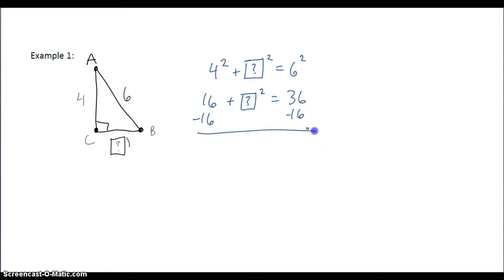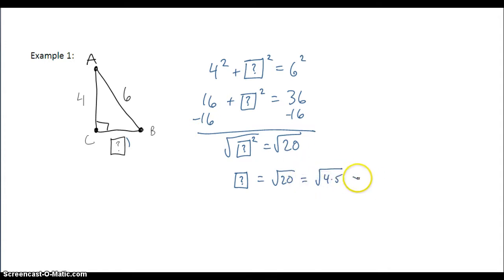Subtract 16. Question mark squared equals 20. Take the square root. Question mark equals the square root of 20, which we can simplify down into 4 times 5, which turns into 2 square roots of 5. So my unknown side is 2 square roots of 5 long.